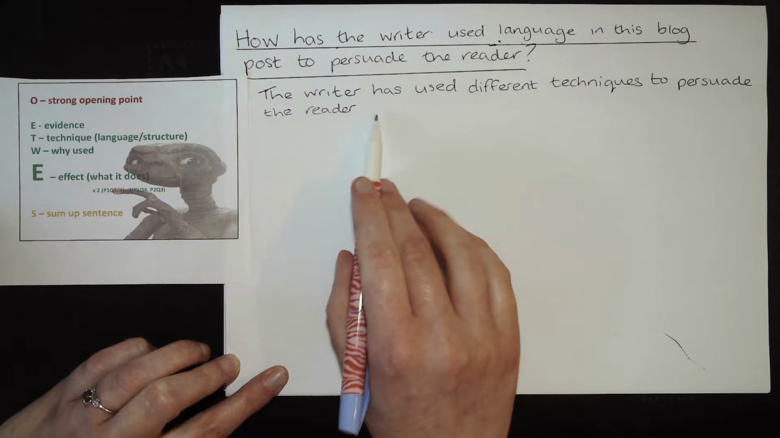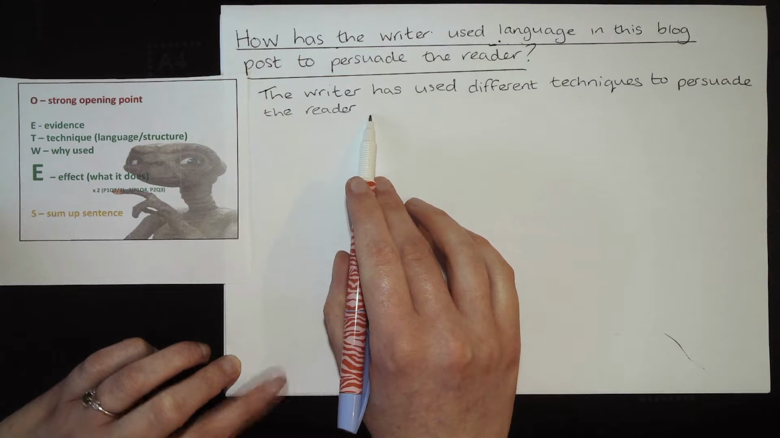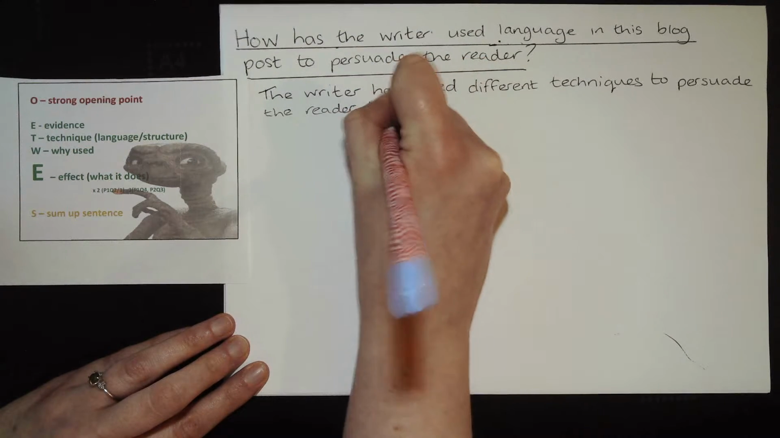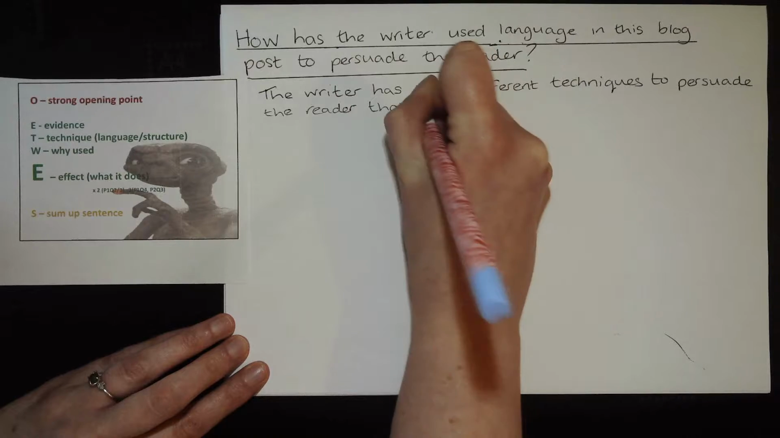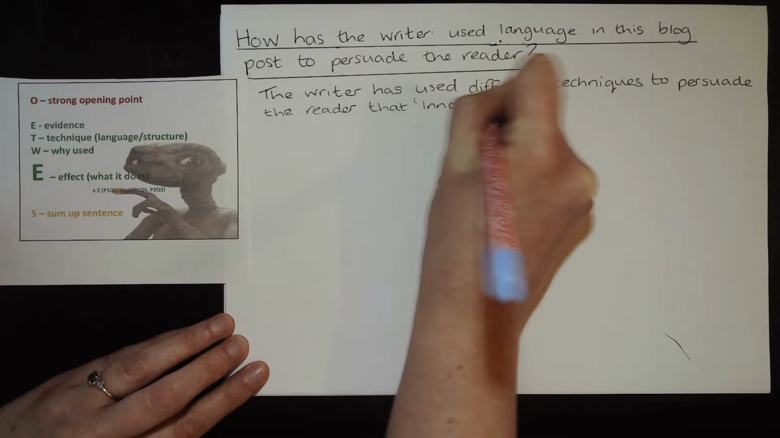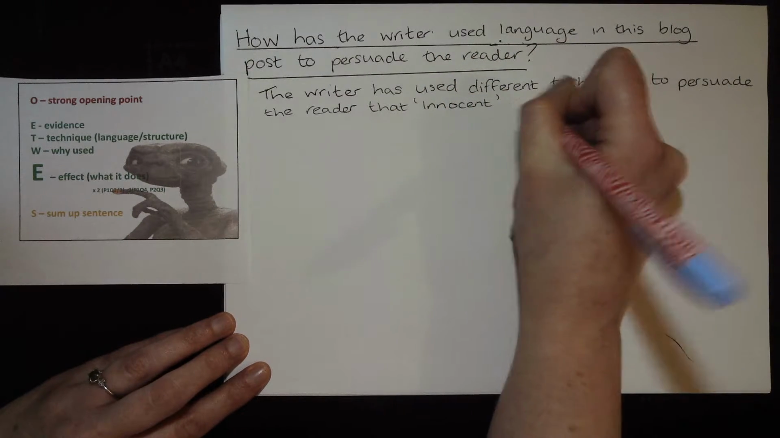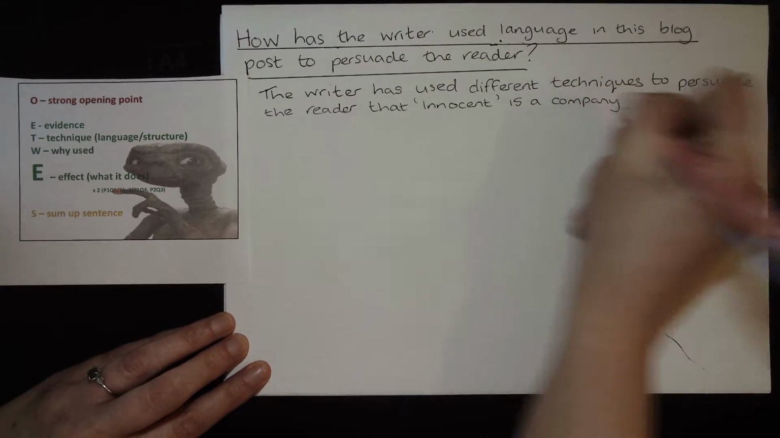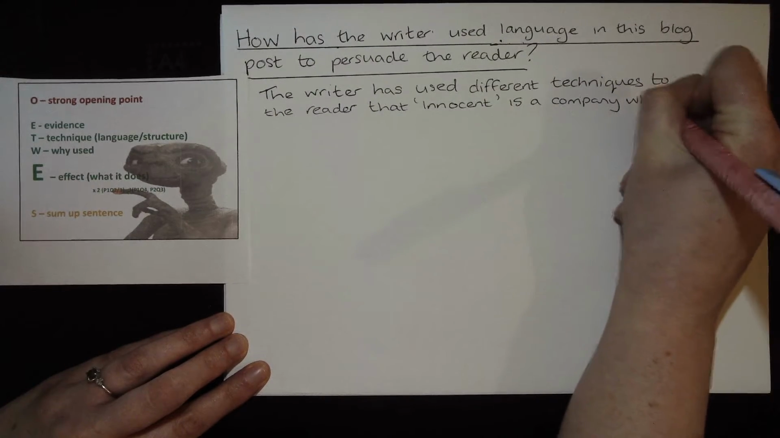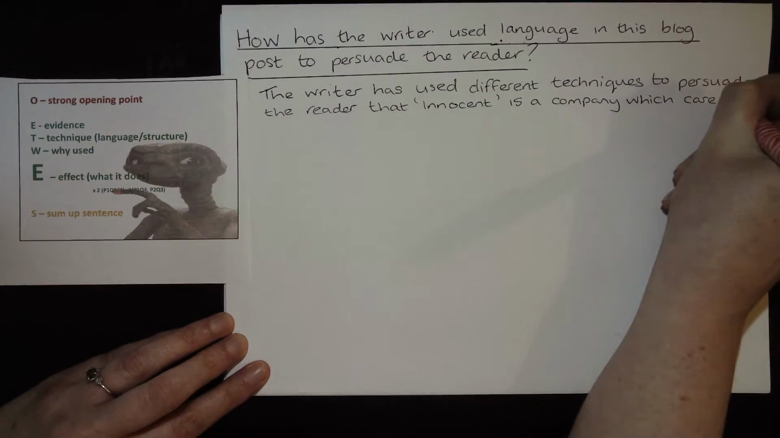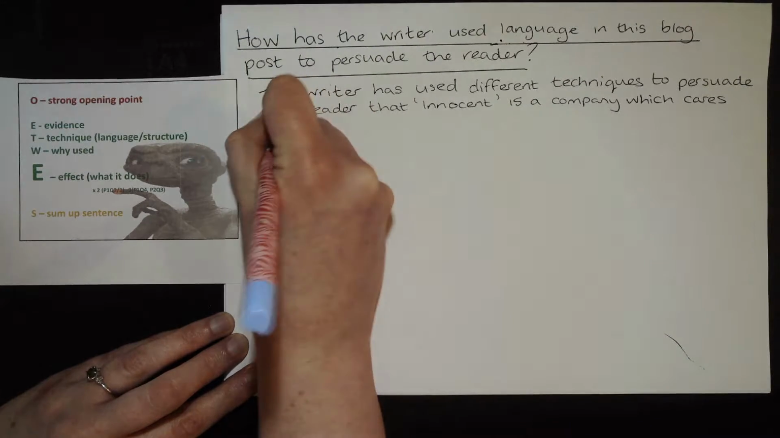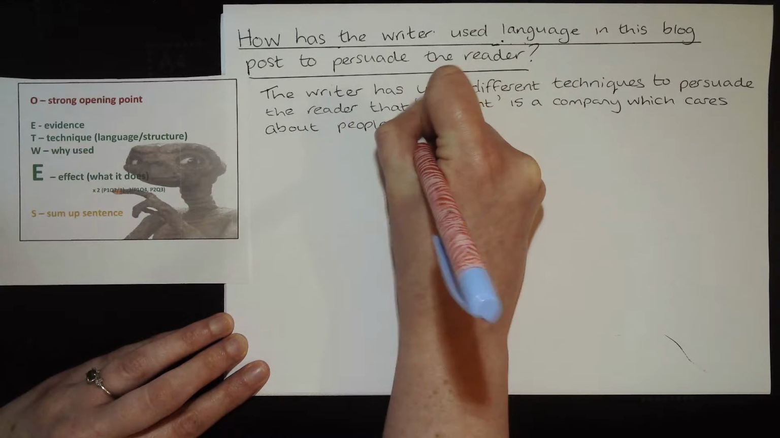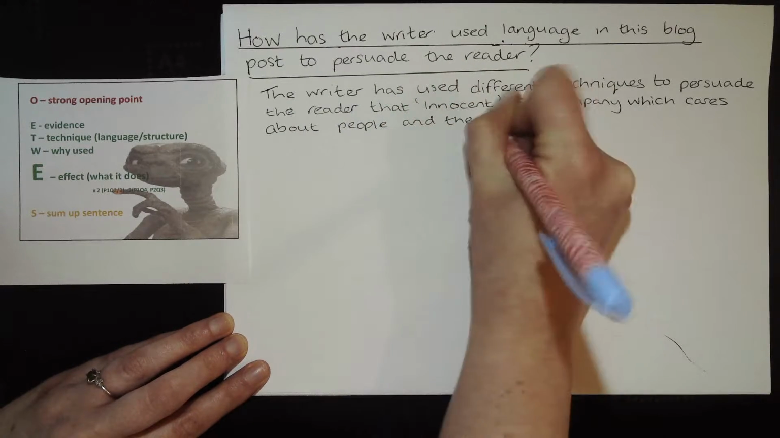I need to say, what is the writer persuading the reader? Well, I think the writer is persuading the reader that Innocent is a company which cares about people and the planet.